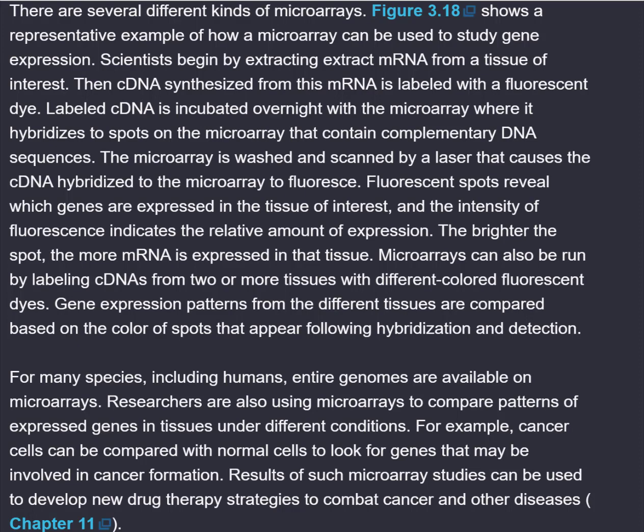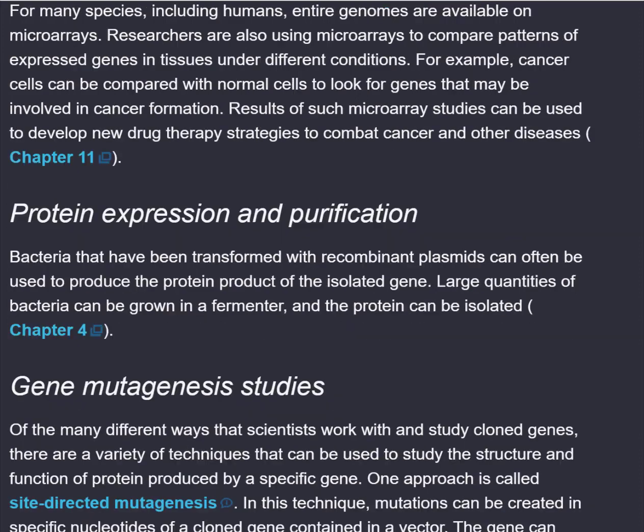Fluorescent spots reveal which genes are expressed in the tissue of interest, and the intensity of fluorescence indicates the relative amount of expression. The brighter the spot, the more mRNA is expressed in that tissue. Microarrays can also be run by labeling cDNA from two or more tissues with different colored fluorescent dyes. Gene expression patterns from the different tissues are compared based on the color of spots that appear following hybridization and detection. For many species, including humans, entire genomes are available on microarrays.